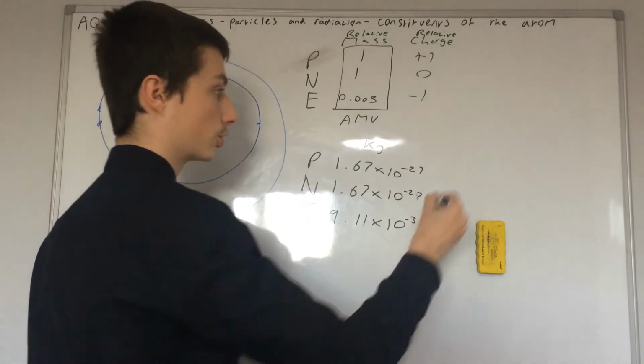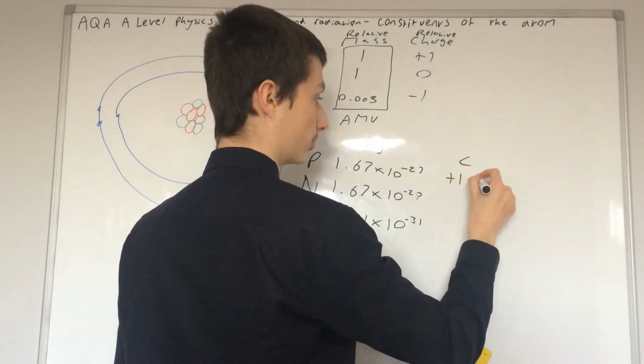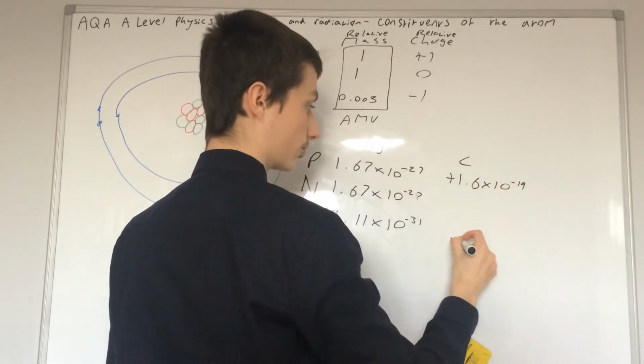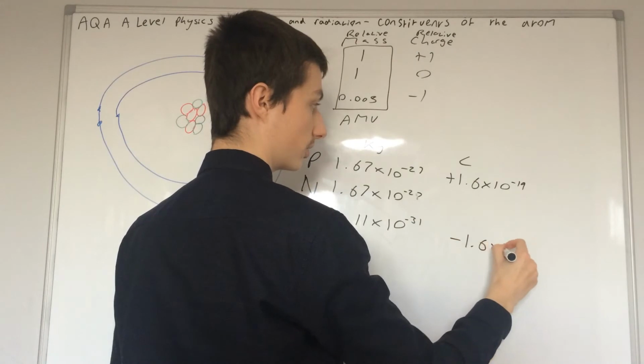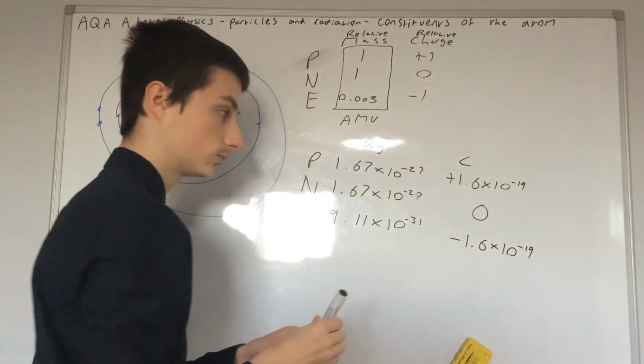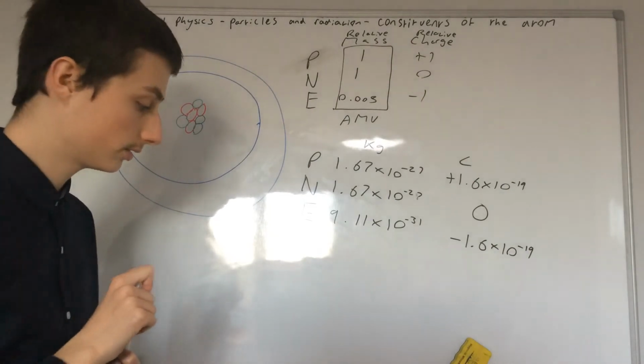In terms of charge in coulombs, protons are plus 1.6 times 10 to the minus 19, electrons are minus 1.6 times 10 to the minus 19, and of course neutrons are neutral. These are the values you will have to learn.